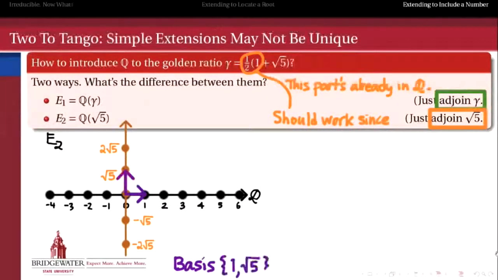So what's a basis for this field E2? At least as it's drawn here, the standard basis consists of the rational number 1 and the irrational number radical 5. So we get this kind of xy plane picture of what E2 looks like.